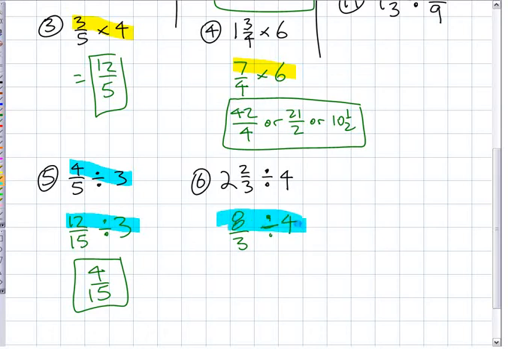You need to look at what those divide to first. Okay? 8 divided by 4 gives you 2/3, right? If you have 8/3 and you divide it by 4, you have 2/3.